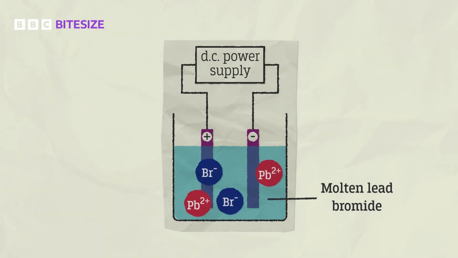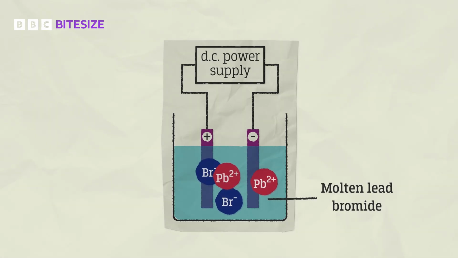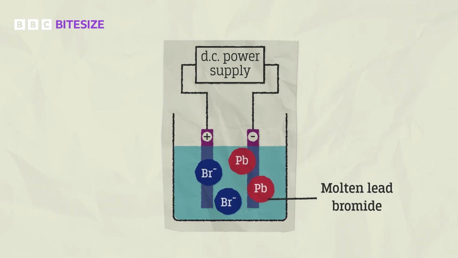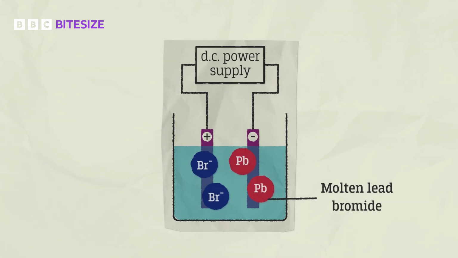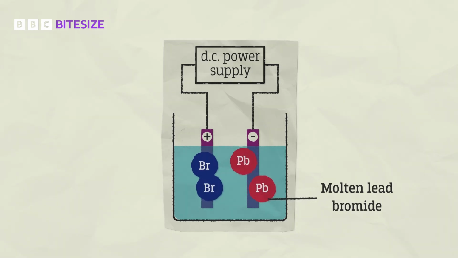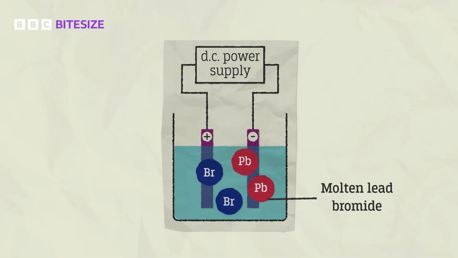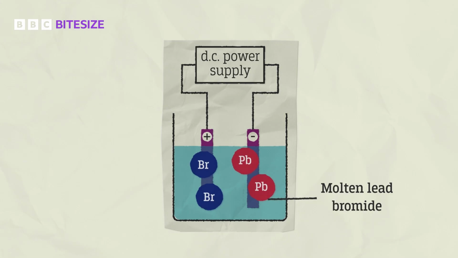Take molten lead bromide as an example. During electrolysis, the positive lead ions move to the cathode, gain electrons and form lead metal. The negative bromide ions move to the anode, lose electrons and form bromine atoms. These pair up to make bromine gas. So, lead collects at the negative electrode and bromine is released at the positive electrode.